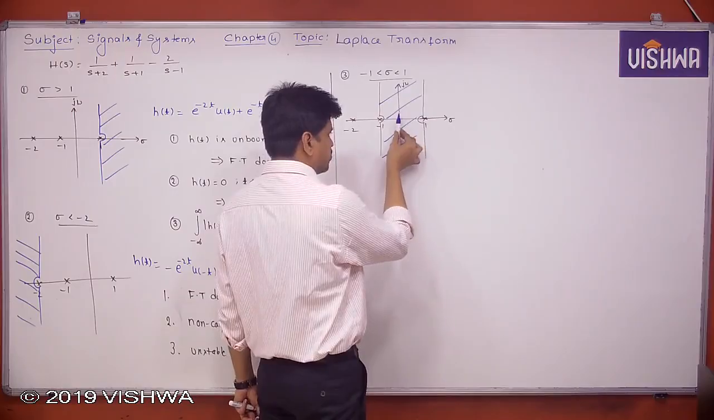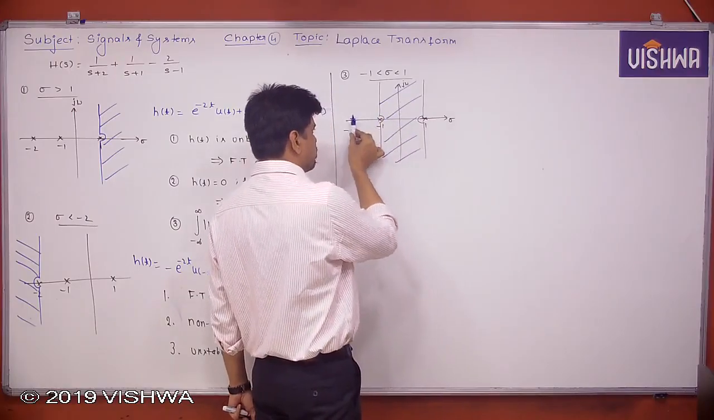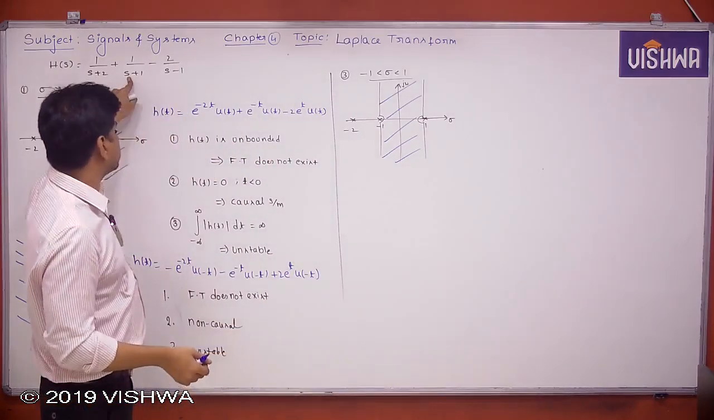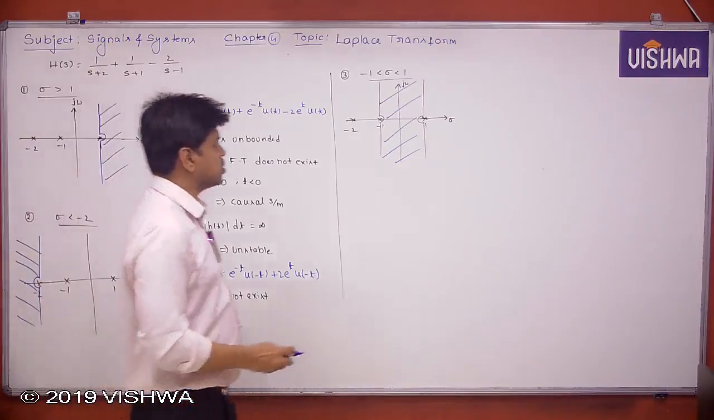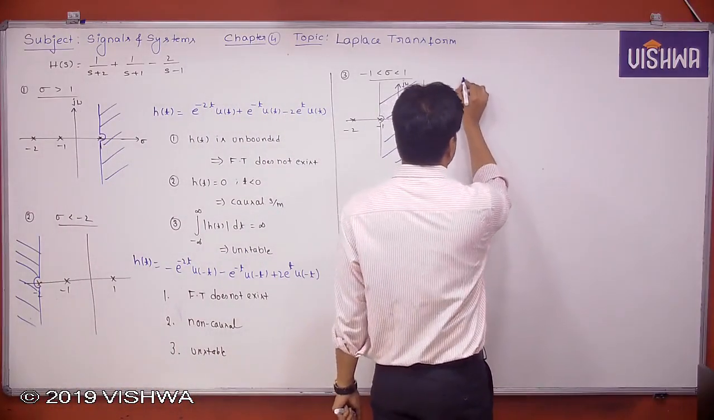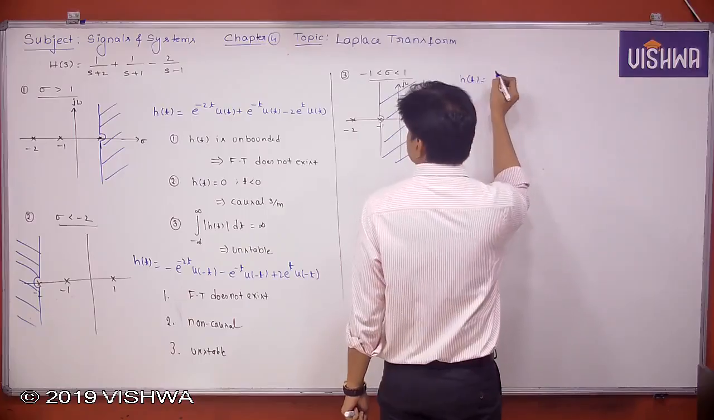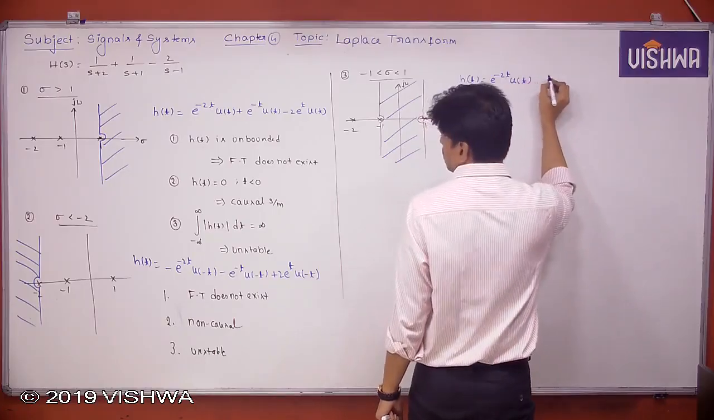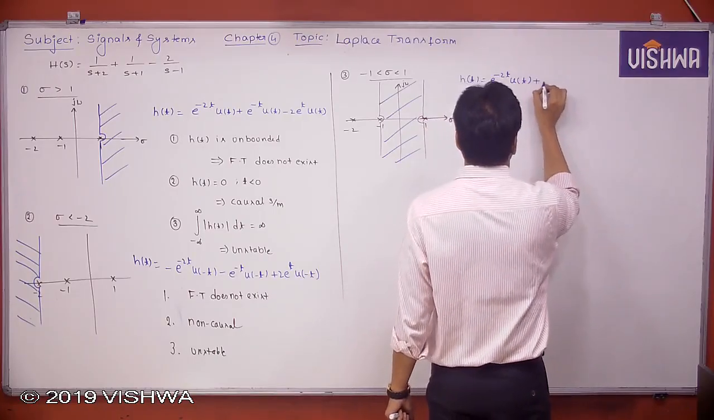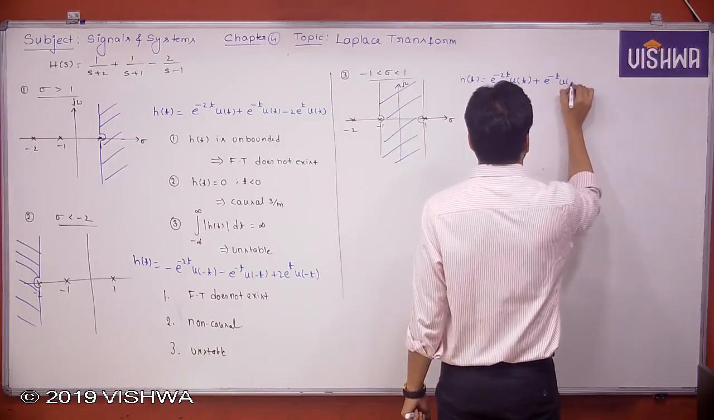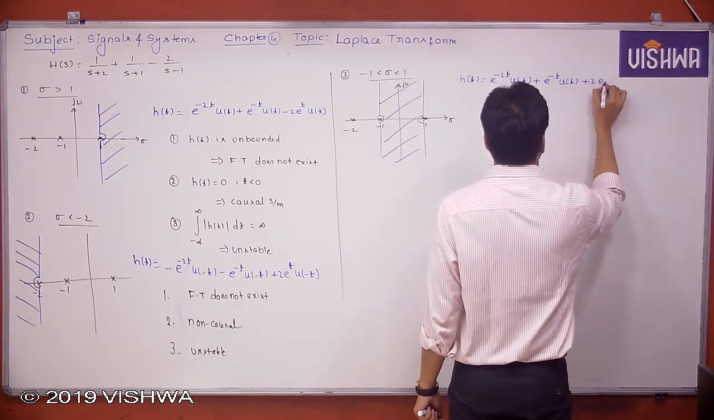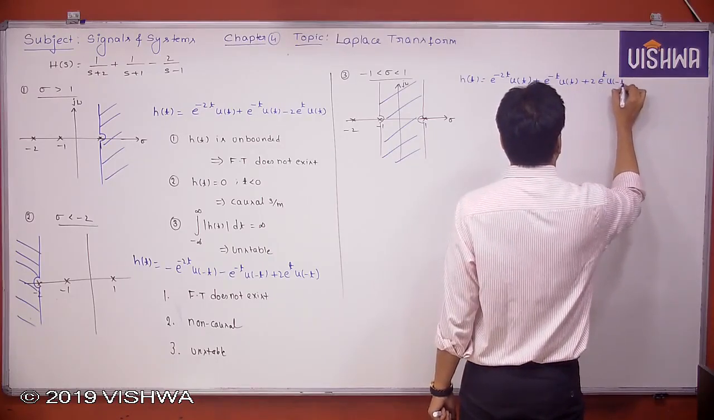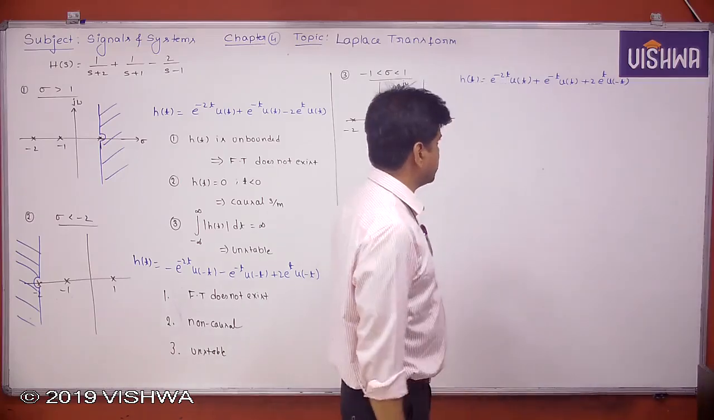For 1, it is left sided. For -1, right sided. For -2 also right sided. So for these we have to write a right-sided signal, and for this one we have to write a left-sided signal. If I write that, let's see what h of t looks like. Right side: e power -2t u of t. Next, again right side: e power -t u of t. Left side: plus 2 e power t u of minus t.